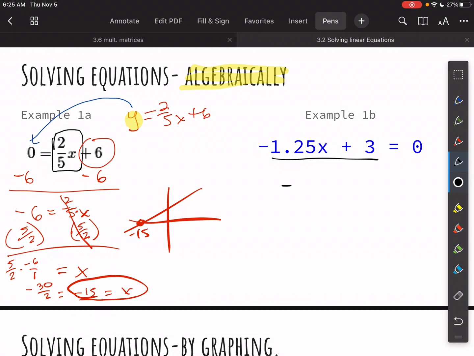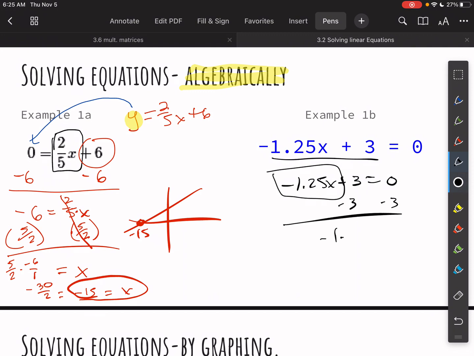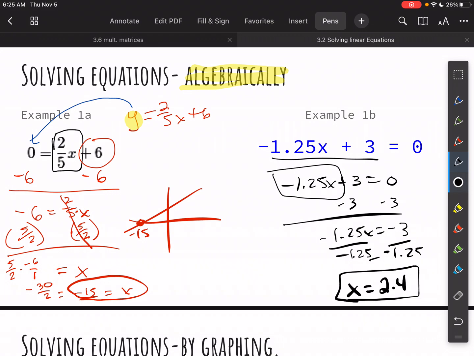So we have -1.25x plus 3 equals 0. I want this by itself, so I'm going to subtract 3 from both sides. So I get -1.25x is equal to -3. Divide both sides by -1.25 to get that x by itself. Okay, when you do that out on your calculator, you should be getting x is equal to, this is a negative, negative divided by negative is positive 2.4. Okay, those are the solutions.